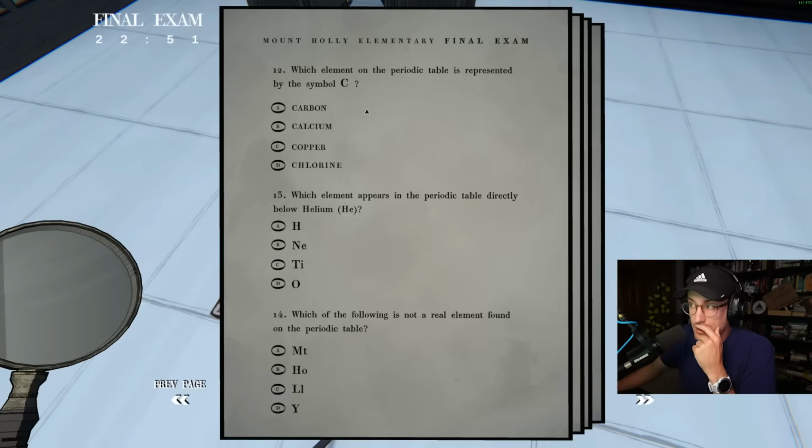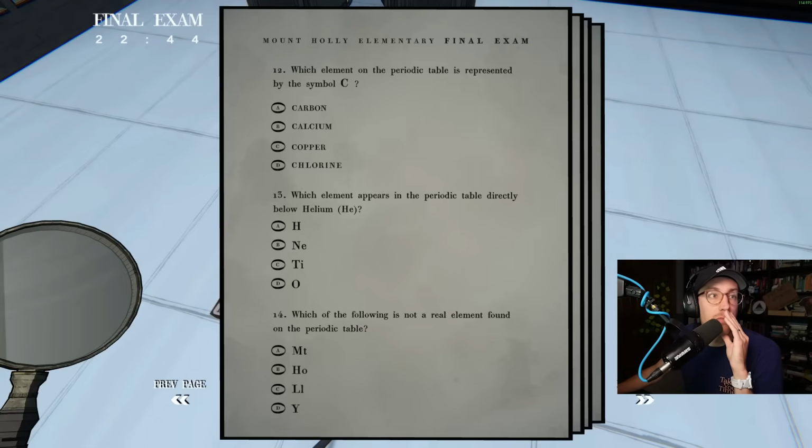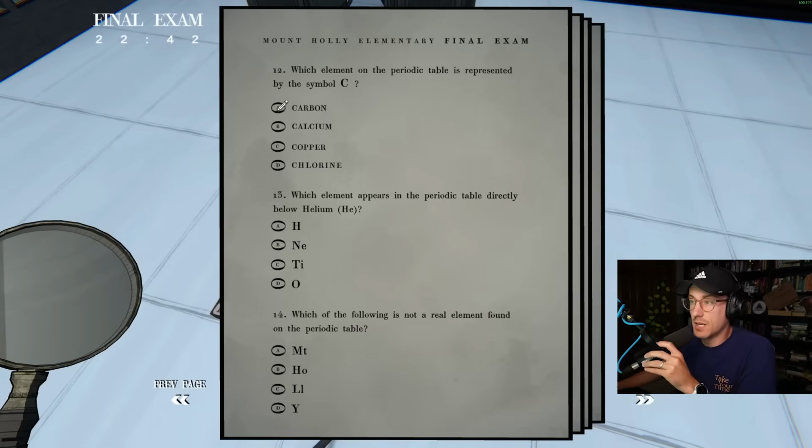Carbon is just C. I'm 99.9% sure. The fact that this is a question is a little bit pissing me off, but I'm 99.99999% sure it's carbon.